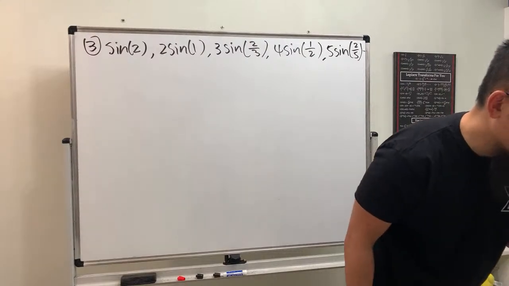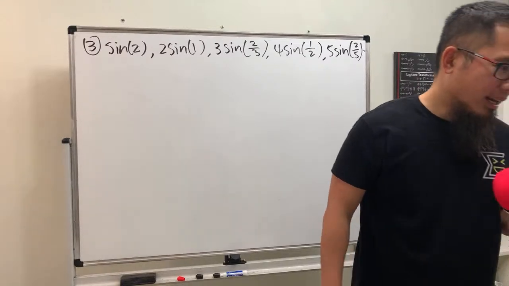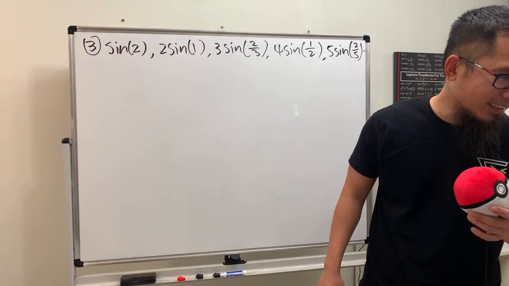All right, so we got the answer. Two of them. All right, we have n times sine of 2 over n. Well, actually, now a lot more people are putting down the answers. Excellent.